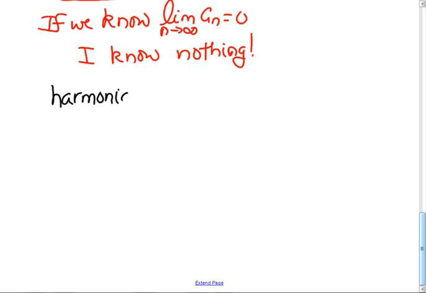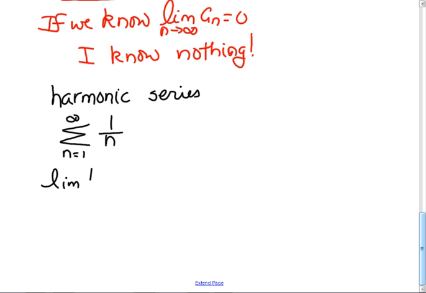Now, what's a series? Hey, guys, what's a series? You add up the terms in the sequence. The harmonic one looks like 1 over n. What's the limit of 1 over n as n goes to infinity?